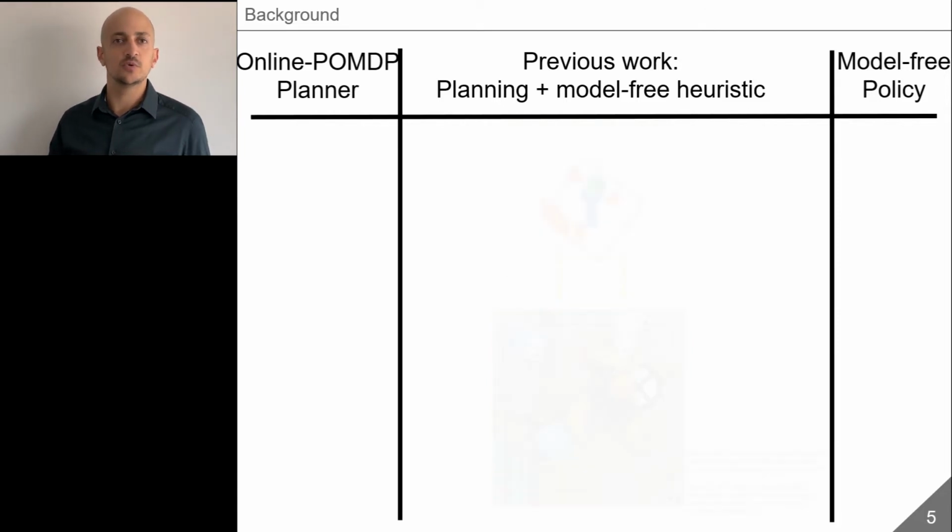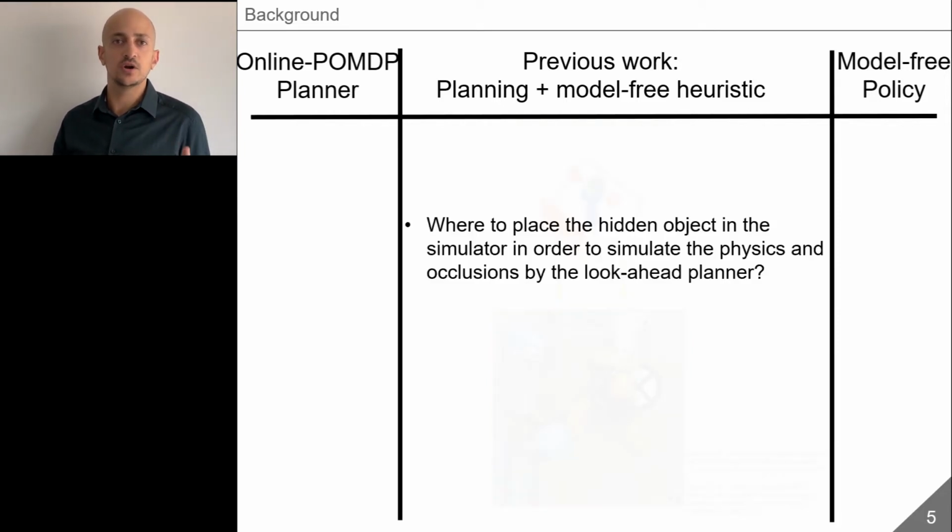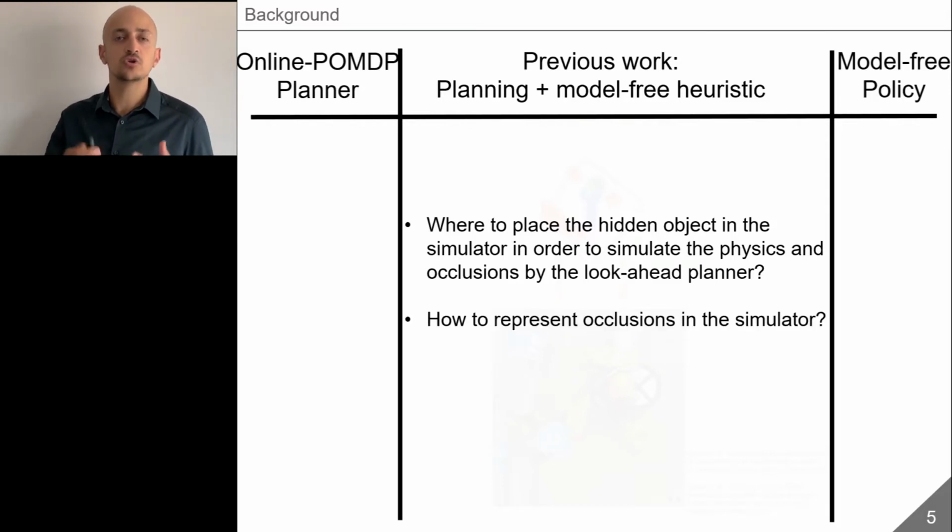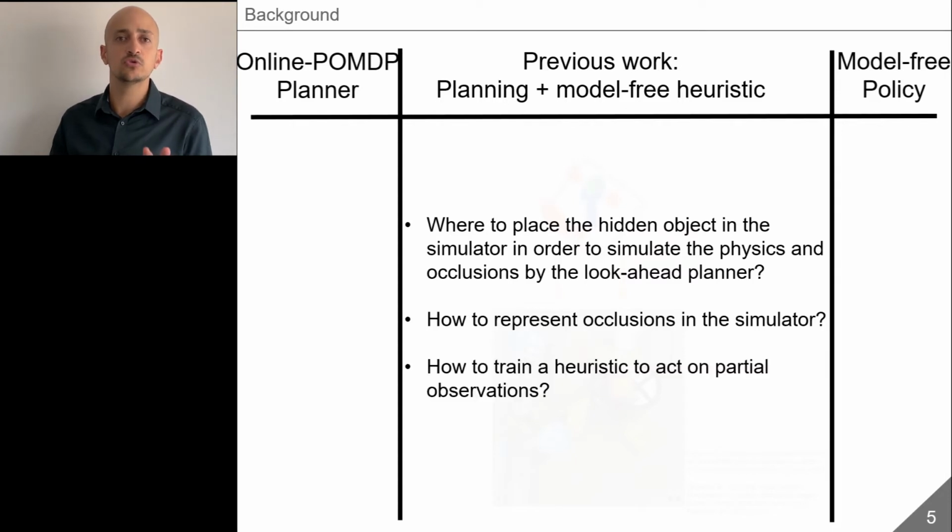So the questions that we will be answering are where to place the hidden object in the simulator in order to perform the look-ahead search, and how to represent occlusions in the physics-based simulator, as well as how to train a heuristic to act on partial observations.